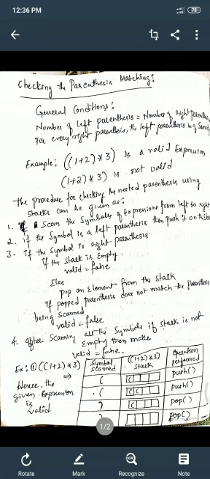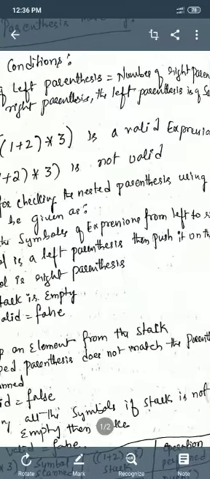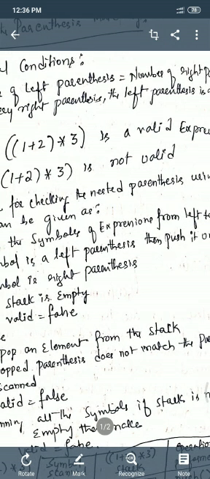Let us look at the first example. 1 plus 2 into 3 is a valid example. How come we say it is a valid expression? When we apply the two conditions, the total number of left parentheses in this expression is 2, which should be equal to the total number of right parentheses. In this given expression, the total number of right parentheses is also 2. Since both match, we can say that this is a valid expression.